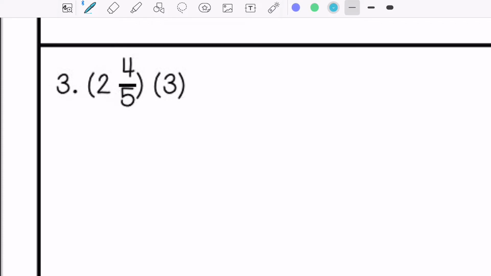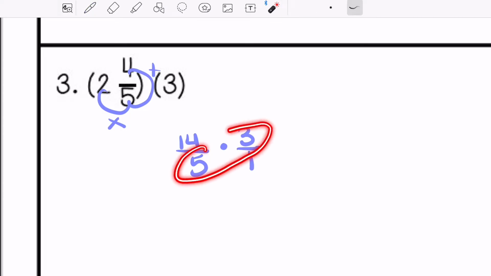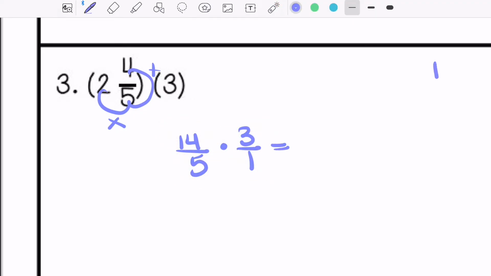All right, so we are going to convert this one to 14/5, and this is times 3/1. Do not see any greatest common factors other than 1, so that's going to stay the same. 14 times 3 is 42/5. 5 goes into 42 8 times with a remainder of 2.